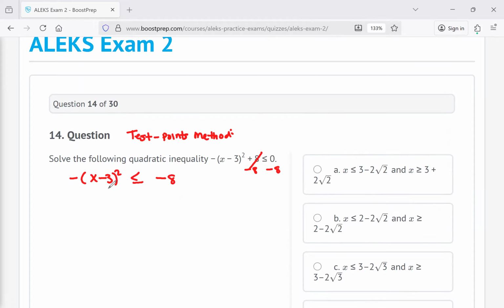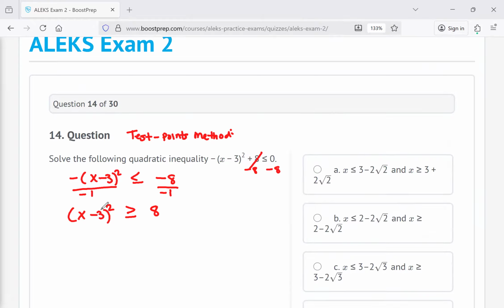Then what I would do next is get rid of this negative 1 by dividing both sides by negative 1. So you get x minus 3 squared, and because I divided by a negative, you do have to flip it. So it's going to be greater than or equal to 8.